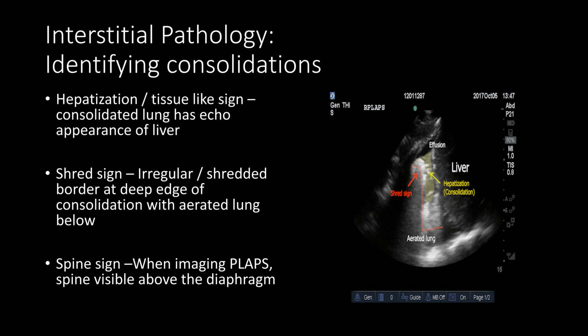And the last sign that we can see is called the spine sign, and I'll get into this in the next slide when we talk about effusions, but the spine sign is when we can see the spine above the diaphragm. Typically we can't see the spine when there's just aerated lung and there's no consolidation. And so if we see that, that's another indication that there's a consolidation pattern.